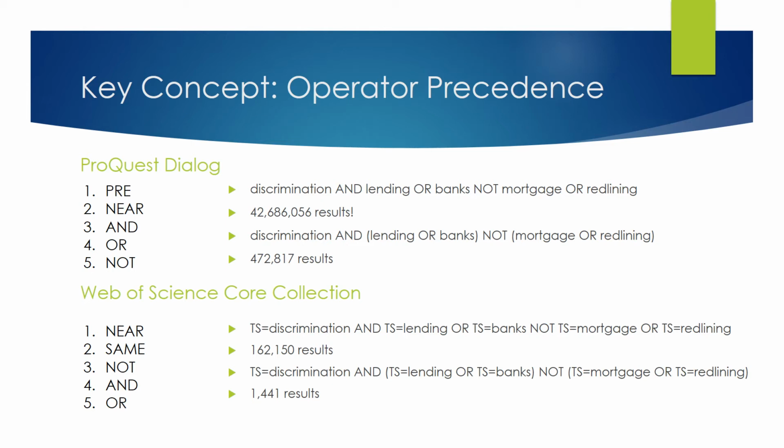If you put those same terms into Web of Science without parentheses, the terms banks, not mortgage, will be searched first, then discrimination and lending together, then the term redlining. I added a topic field code in this search string because Web of Science requires them.